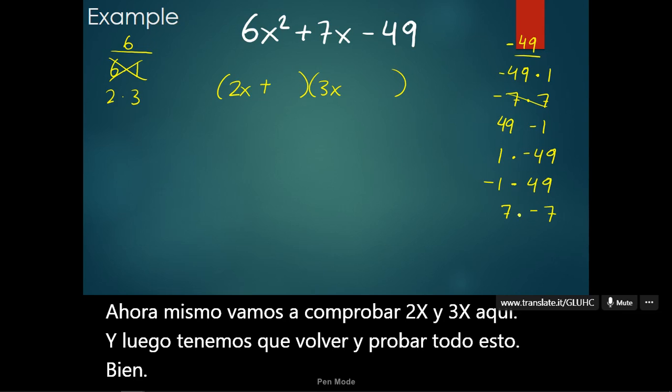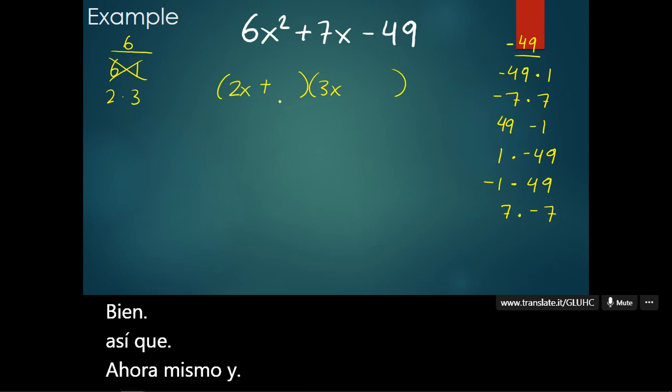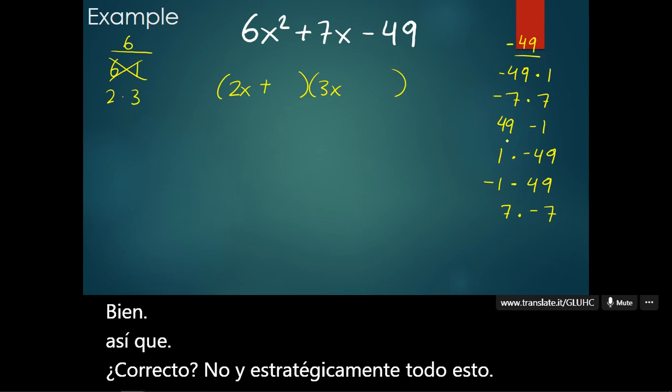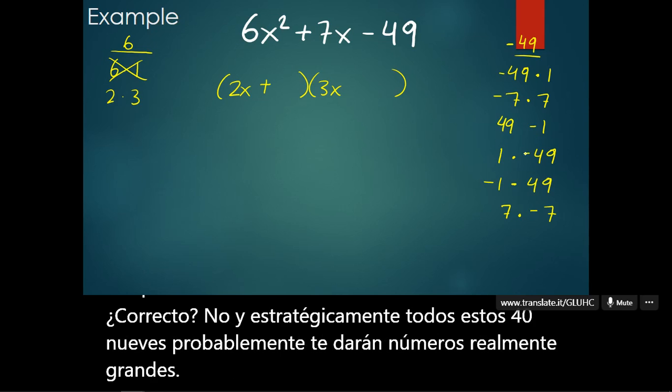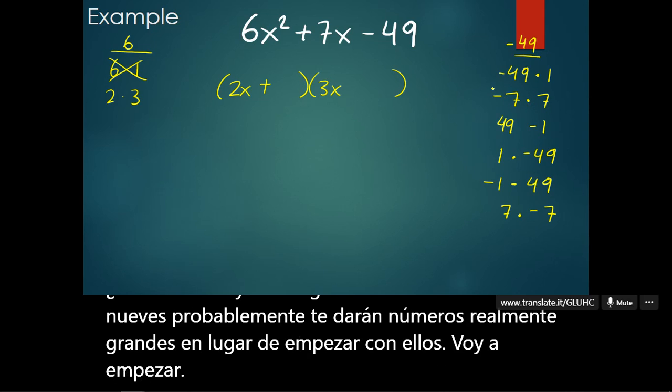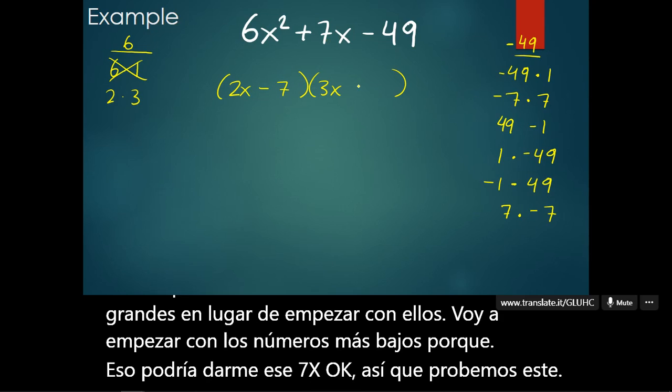So, knowing strategically that all these 49s probably will get you really big numbers, instead of starting with them, I'm going to start off with the lower numbers because that could potentially give me that 7x. Okay, so let's try this one. Right, minus 7 plus 7.